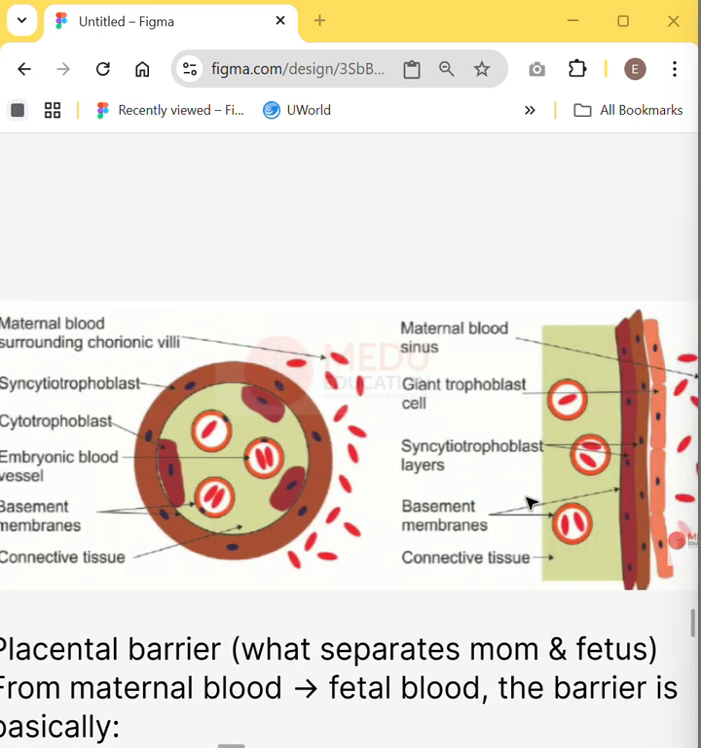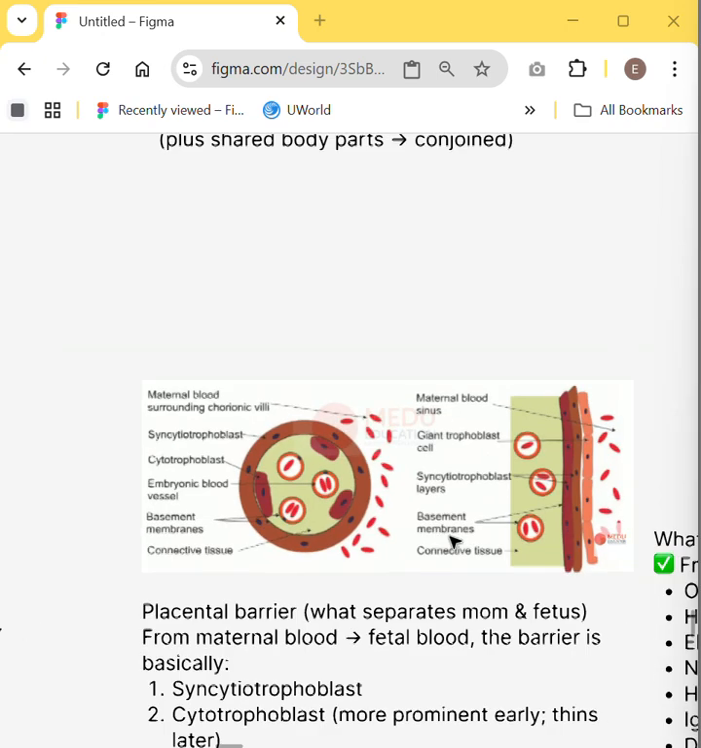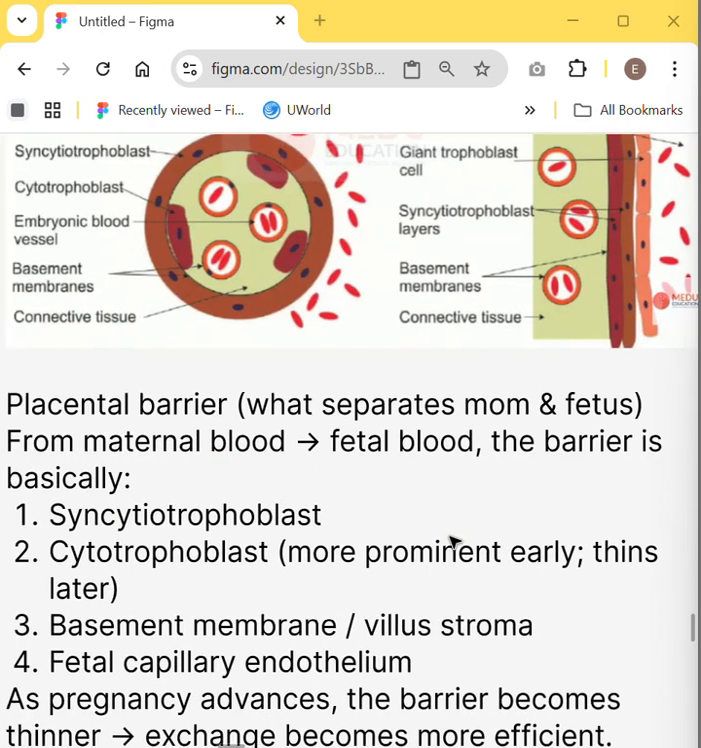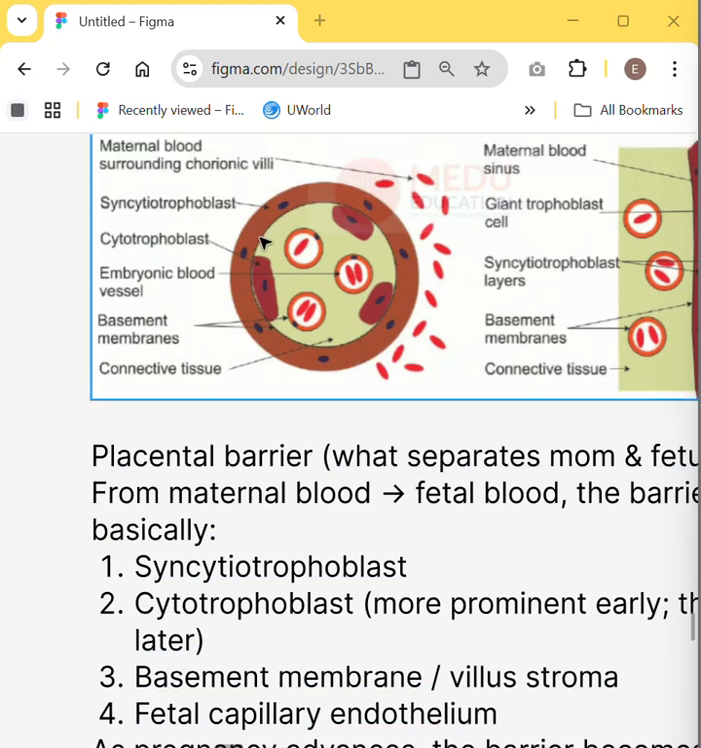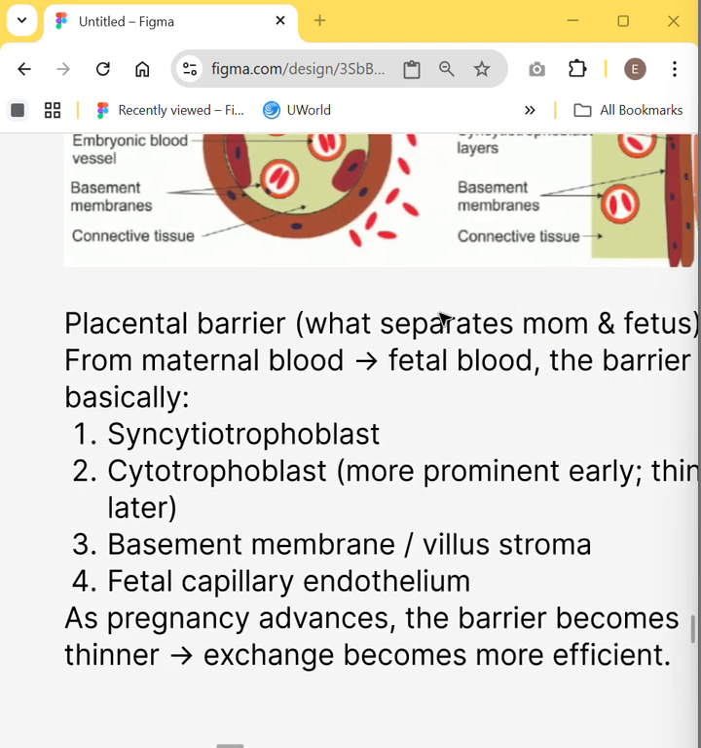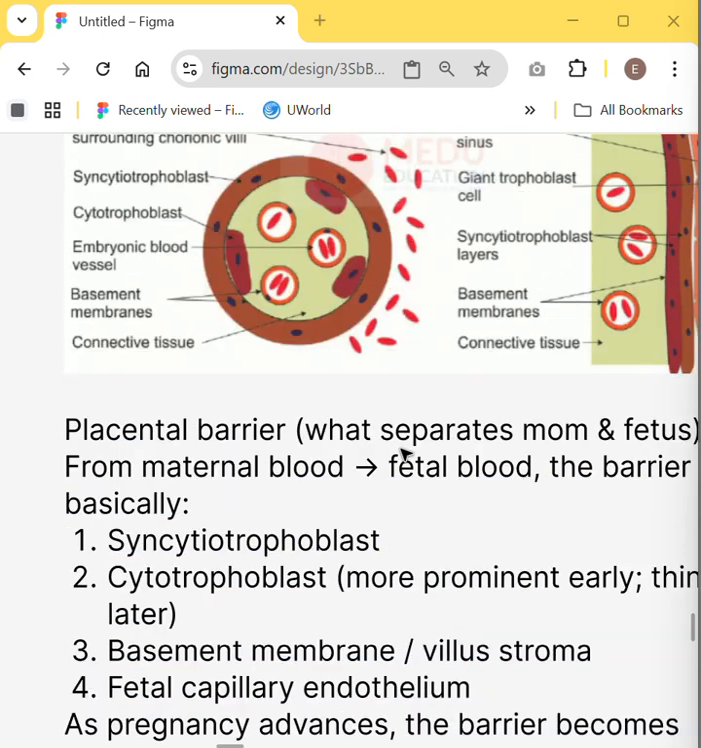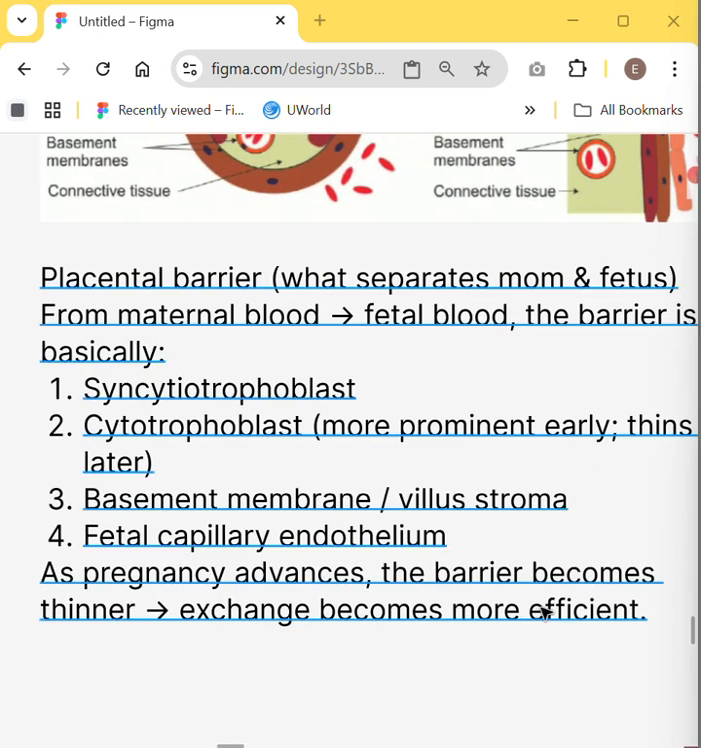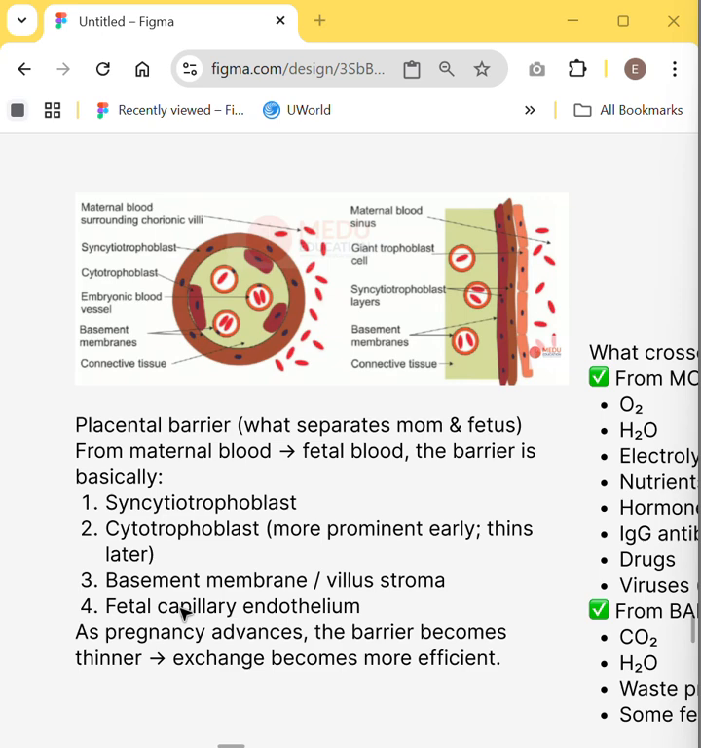So exchange happens across a very thin barrier between the maternal blood in lacunae and the fetal blood inside the villus capillaries. They do not mix unless there is trauma, abruption, or delivery. Now, there's a placental barrier, right? What separates the mom and fetus? Basically, the syncytiotrophoblast here, and then the cytotrophoblast here. You can see that also. The basement membrane, and also fetal capillary endothelium, because these embryonic blood vessels are inside this endothelium. So as pregnancy advances, the barrier becomes thinner and exchange becomes more efficient.